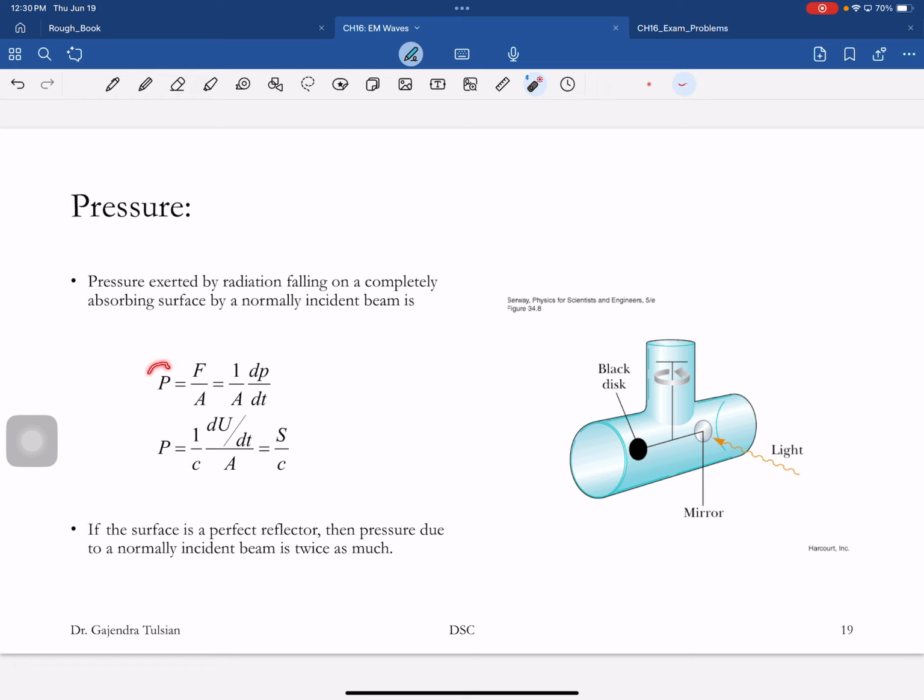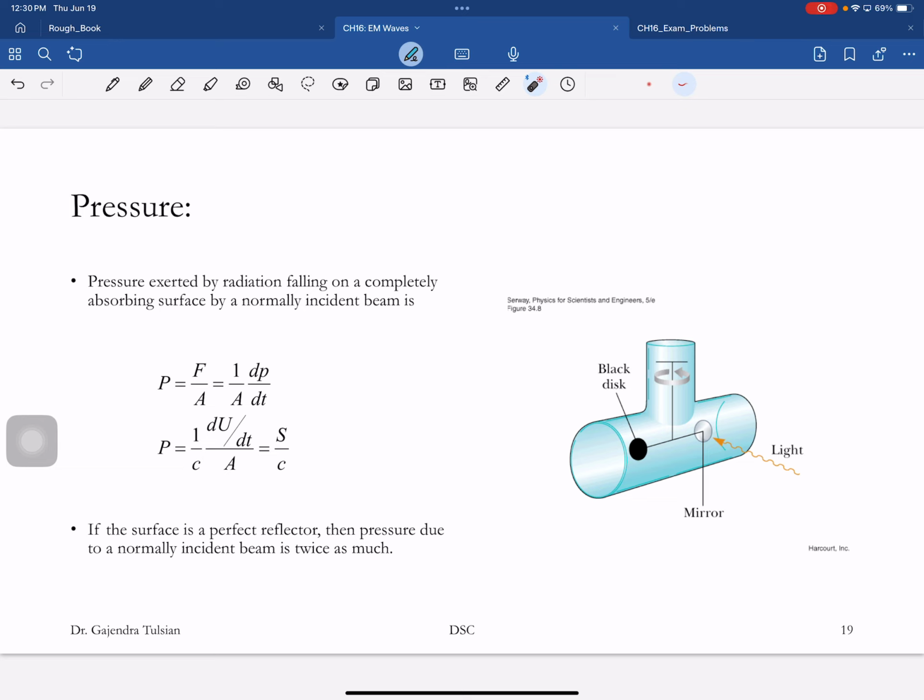Okay, so a light beam can exert pressure. Okay, so when you transfer momentum to an object, you're applying a force to the object. Okay, so the pressure a beam exerts is the force per unit area. Okay, force is time rate of change of momentum. Okay, and momentum is U by c. So dp by dt is dU by dt over c. So this is force. Okay.